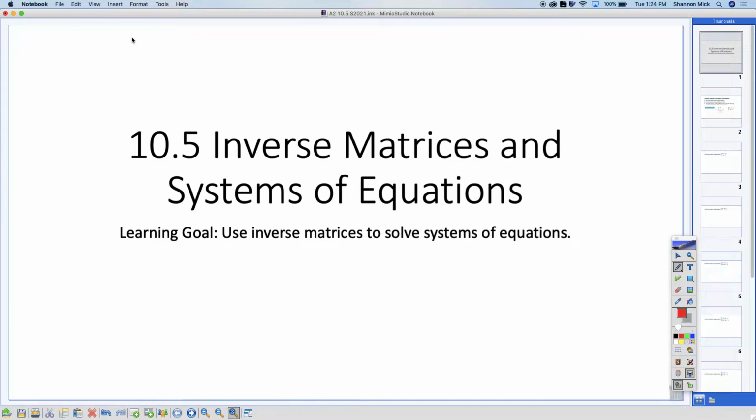Okay, so today we're going to solve systems of equations using our inverse matrices that we found yesterday. To find an inverse matrix, we first found the determinant, correct? And the determinant had to be what? Not zero, right? It had to be not zero, and then I could keep going.